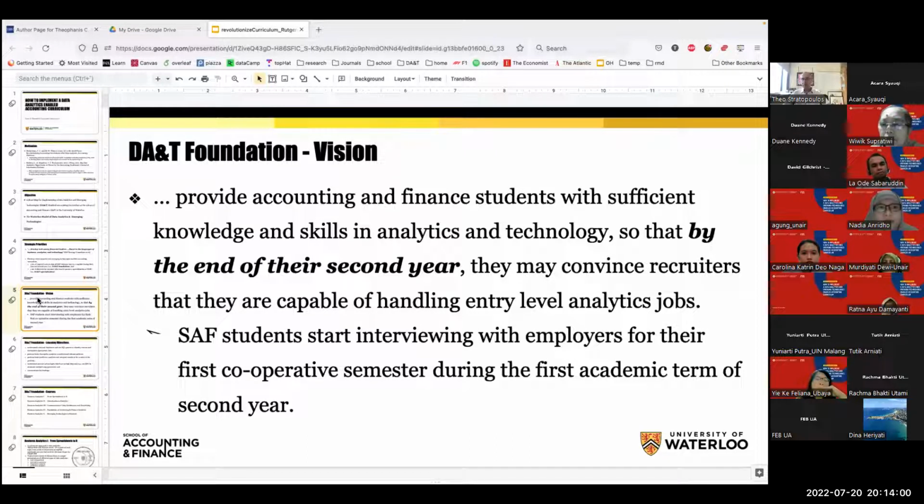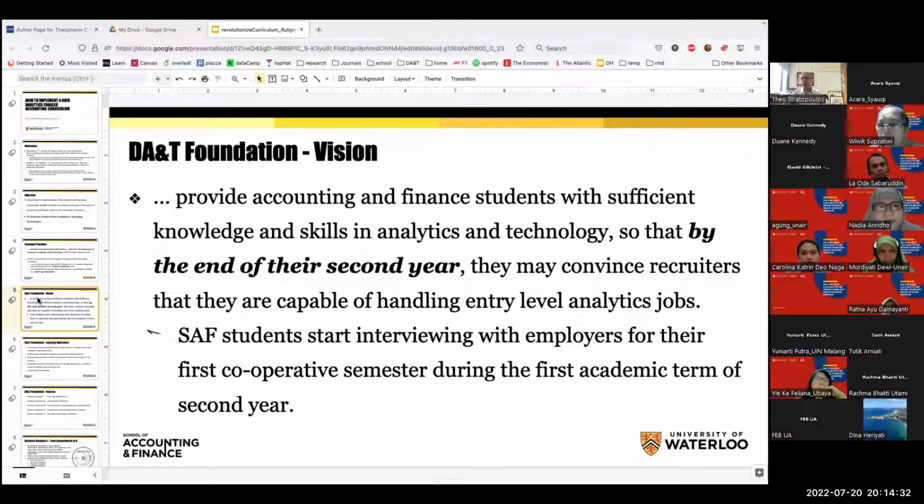All of our accounting students have this kind of 3 work terms experience. And guess what? They start interviewing for their first work experience. We call the first co-op term in second year. That's the first time that they are going to a job interview. It's not their job interview for the final job, it's the first co-op term interview.